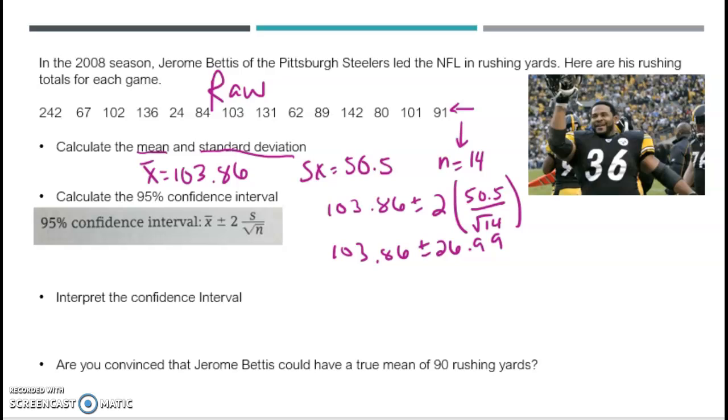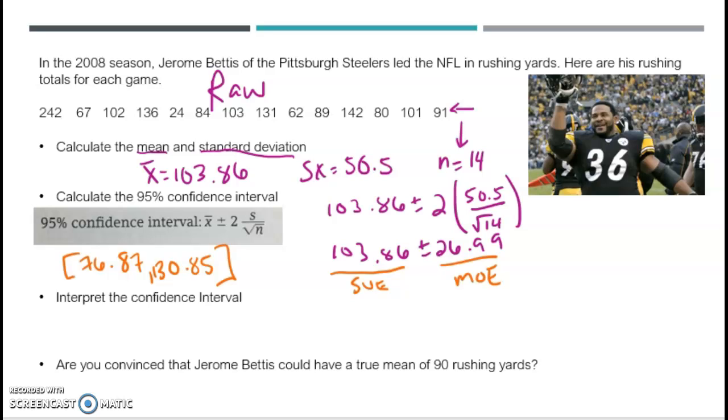Okay, that means my single value estimate is 103. That's what I think his true mean is, so that's my single value estimate. My margin of error, if you add and subtract it out, you're going to end up getting a bracket, so an interval from 76.87 to 130.85. Okay, so his true mean of rushing yards for each game is somewhere between these two values.